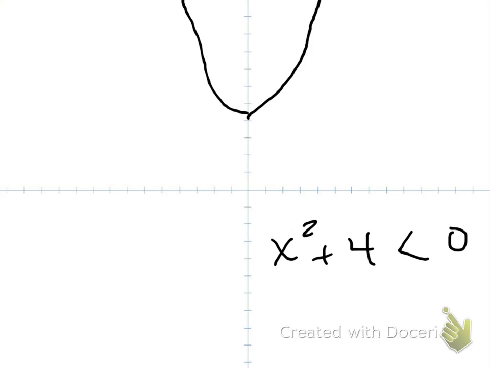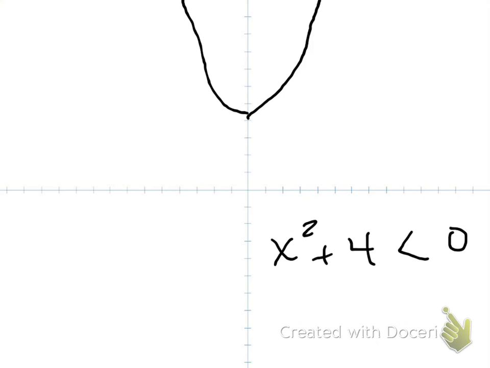Hi, it's Connor, and I'm going to be doing Unit 3-4, Solving Quadratic Inequalities by Graphing. This unit will show you many problems such as the one below, but let's solve a few of these. Okay, so this one is x squared plus 4 is less than 0.